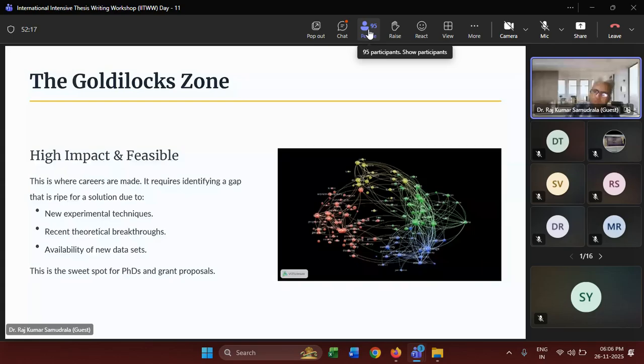That's how we have to choose high impact areas, and it must have high feasibility, then only it will work. This is the sweet spot for PhDs and grant proposals. We have to take an optimized task. It should be completed within the time limit. It should have innovations. Risk must be there, but that risk must be completed within the time bound. That's how the Goldilocks zone is essential for PhDs, those who are in the research field.